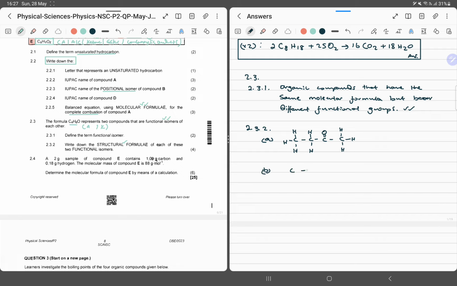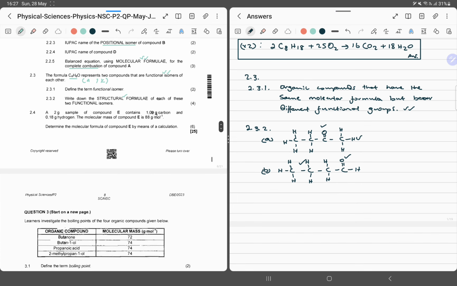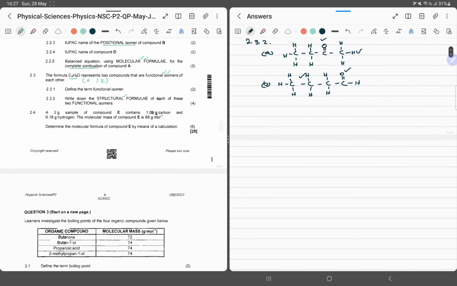The second one is 1, 2, 3, 4. Our carbonyl group is at the end. Okay, so that's it. It is done. So we're getting our 2 marks there. I guess the position of the functional group and the rest of the chain is where we get our 4 marks. Okay, let's move. We don't have time.